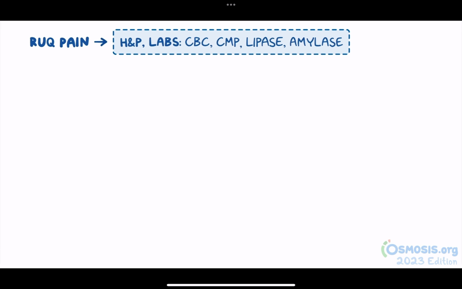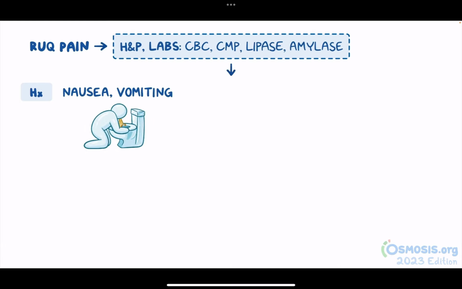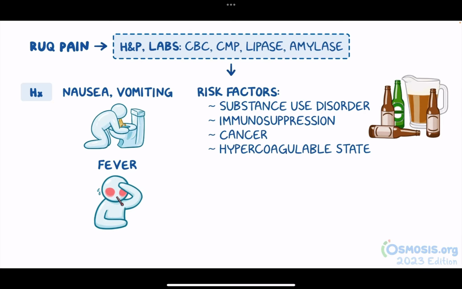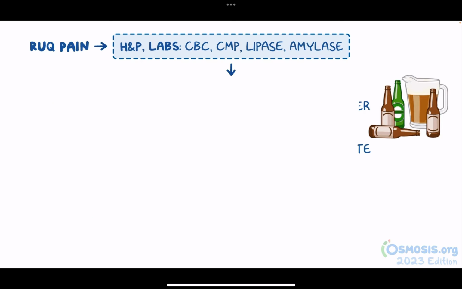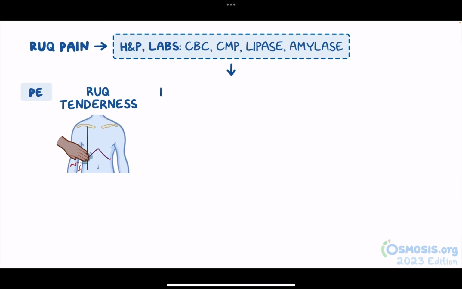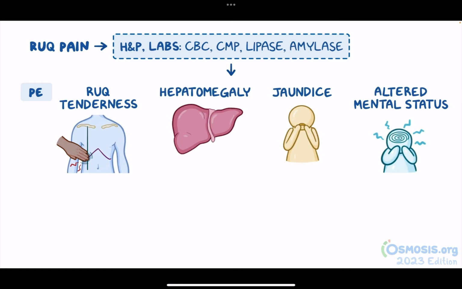All right, let's move on to liver disease. These patients typically report nausea, vomiting, and fever. History might also reveal risk factors like substance use disorder, immunosuppression, cancer, or hypercoagulable state. On exam, you might find right upper quadrant tenderness, hepatomegaly, jaundice, or altered mental status in extreme cases.